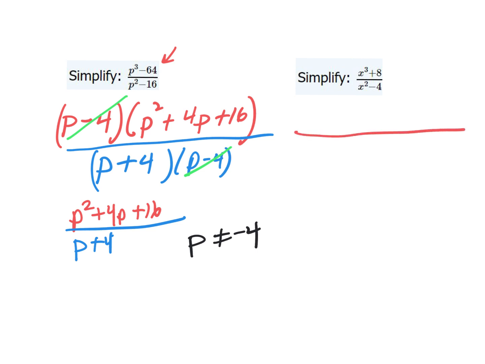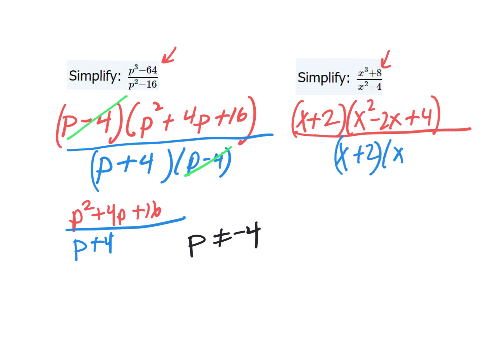In our next problem, we need to factor this cube. So cube root of x to the third, cube root of 8. Then this will be x squared minus 2x plus 4, just following that cube pattern. And then we're going to look at x plus 2 and x minus 2 being the factors of x squared minus 4. And then I'm going to be able to see that I do have something that cancels.